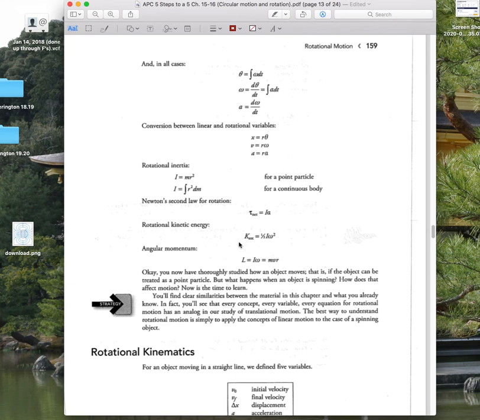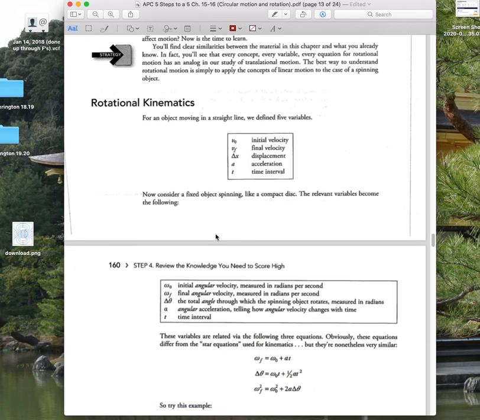So rotational kinetic energy, torque is equal to moment of inertia times alpha. That is Newton's second law for rotation, so that's equivalent to F net equals m times a. And angular momentum. Angular momentum for a point source is simply mvr. If you have a body that's not a point source, you would probably not use that. So let's get into it and see what they have to say in here.